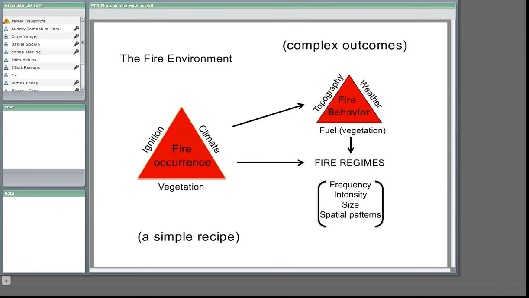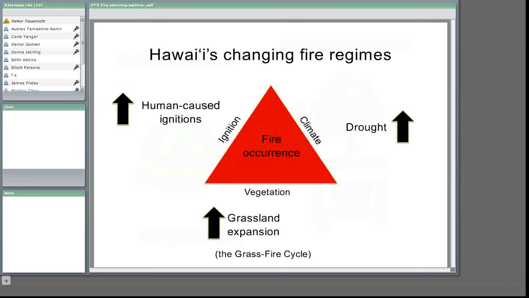And for Hawaii, the issues we've been seeing are an increase in human-caused ignitions. On the ignition side of things, we also get the expansion of grasslands. So we're seeing our landscapes become more flammable around us, especially as agriculture and ranching decline statewide. And then drought: we know that wildfire occurrence, large fires at least, is associated with drought. We've already seen three fires over 1,000 acres this year, and we're not even into our summer months. So we'll get to that in a second here.